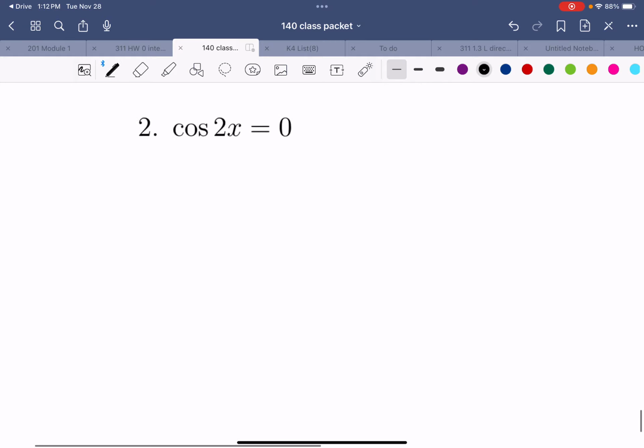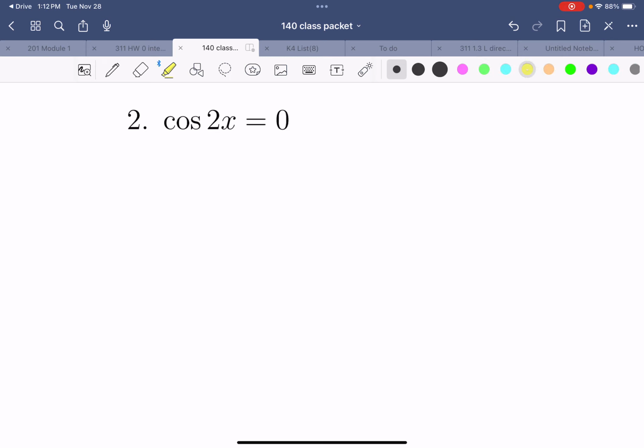Okay, let's take a look at this one. Now this one's very similar, only now we have a 2x sitting right here. So what I'm going to think about first is, let's not work with 2x, let's work with y. So let's find the cosine of y. So I'm letting my y be that 2x. Okay, so when is the cosine of y equal to 0?